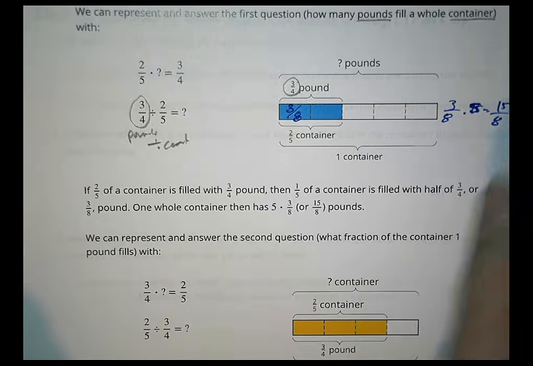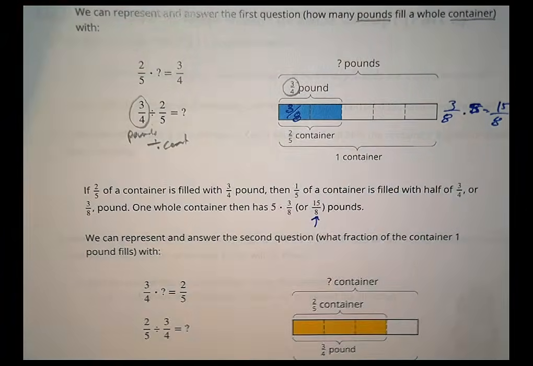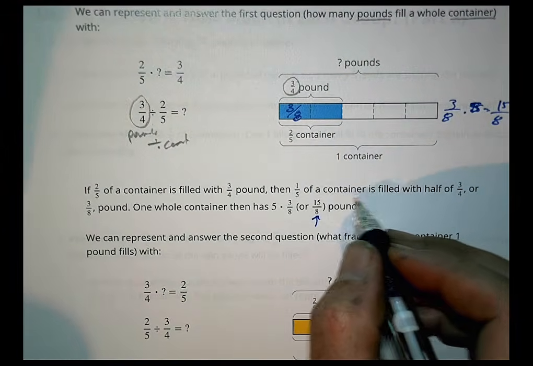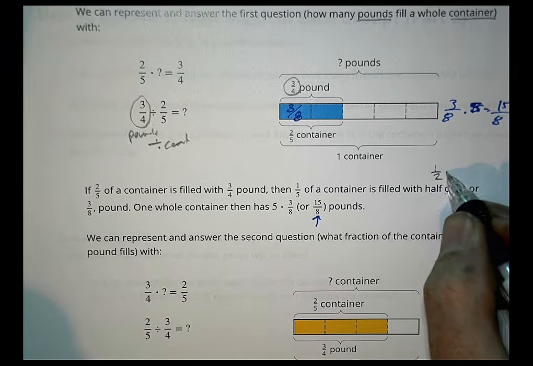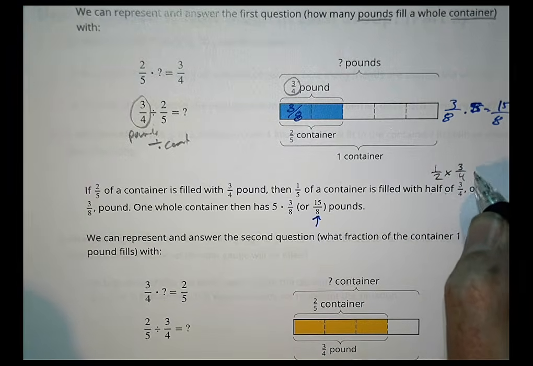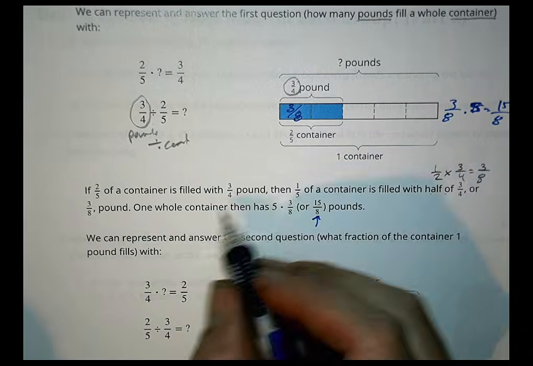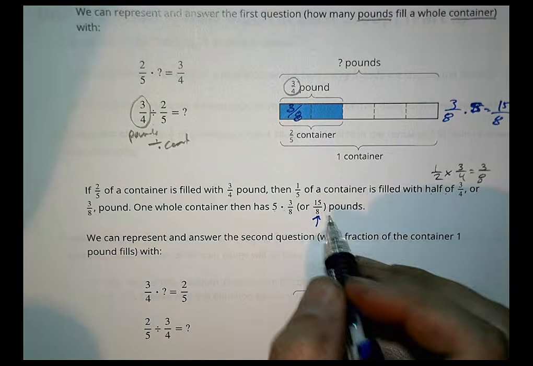Now notice here real quick, what do you see? Oh, there it is. So if 2/5 of a container is filled with 3/4 pound, then 1/5 of the container is filled with half of 3/4, right? Half of 3/4, which is 3/8, or 3/8 of a pound. And then one whole container has 5 times that amount, which is 15/8.